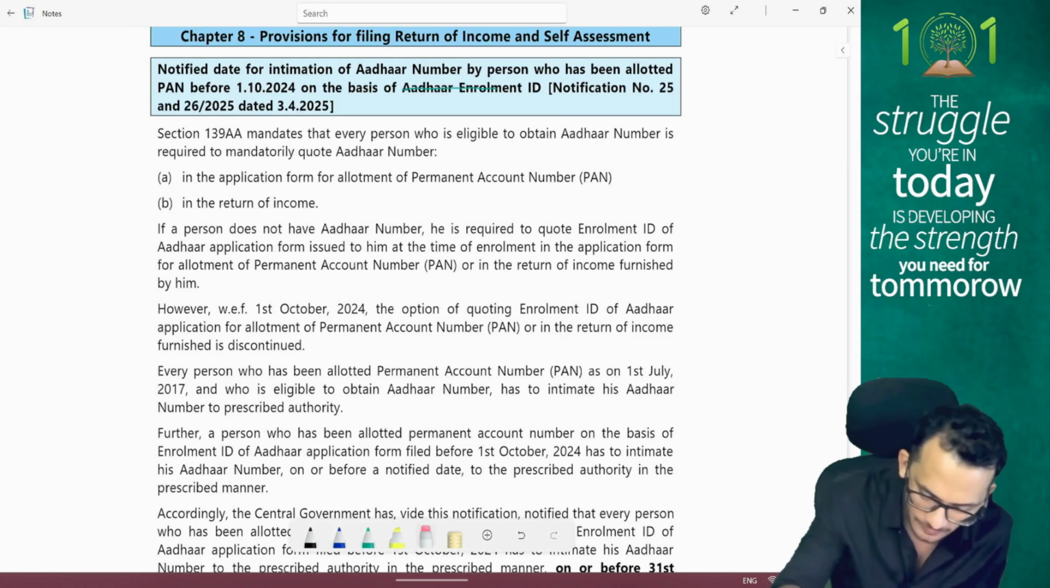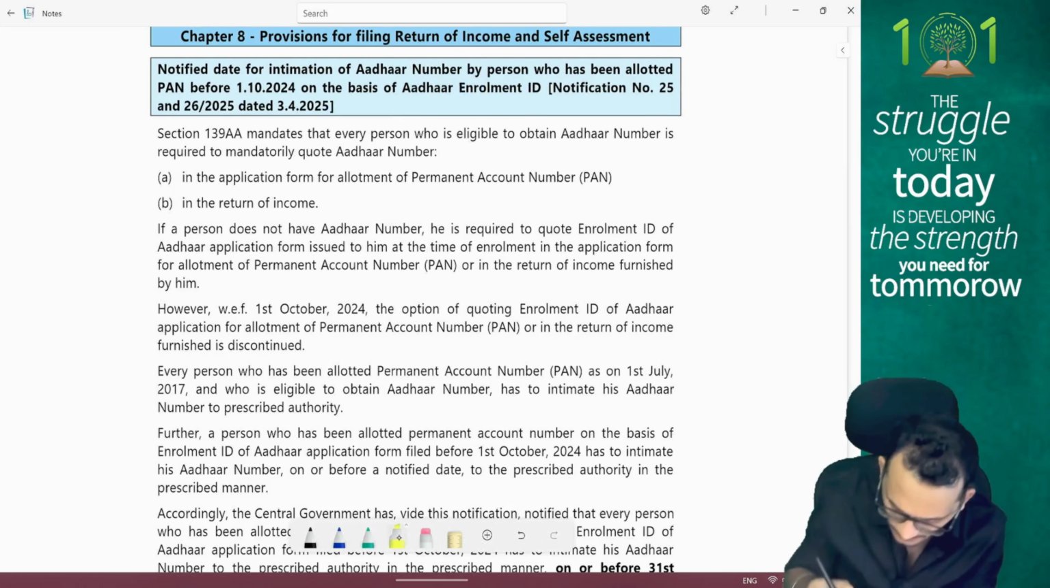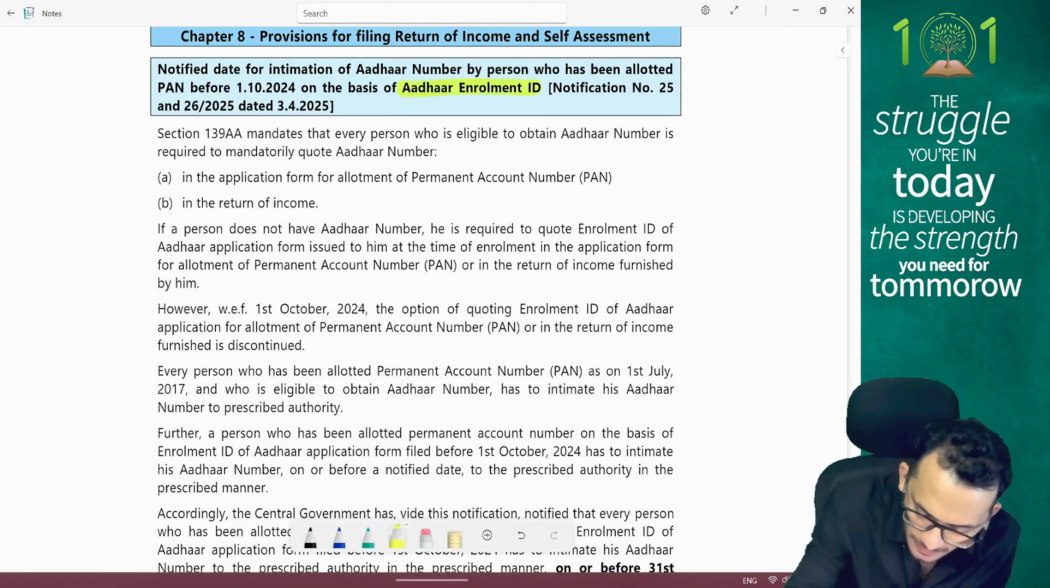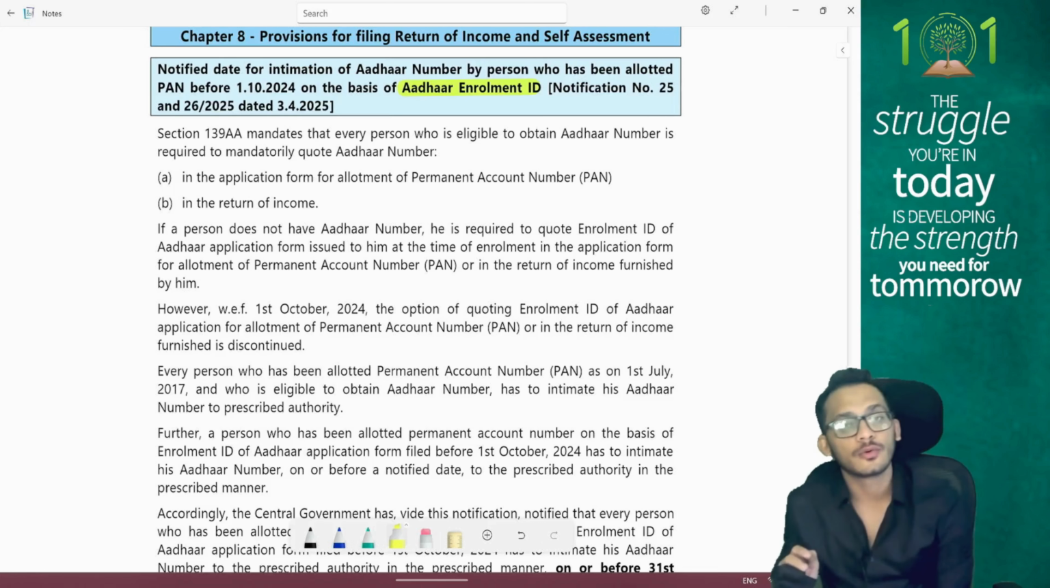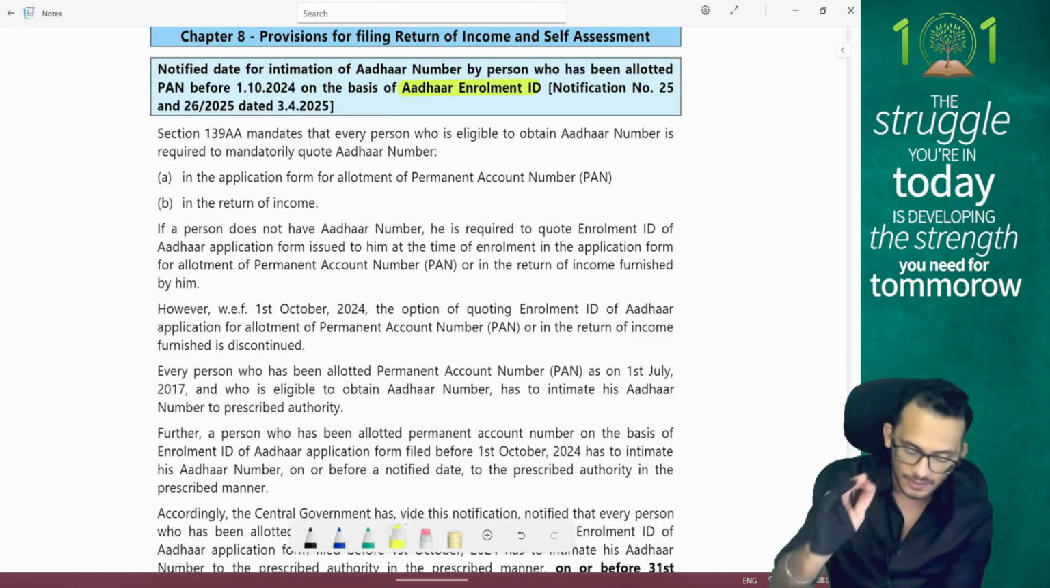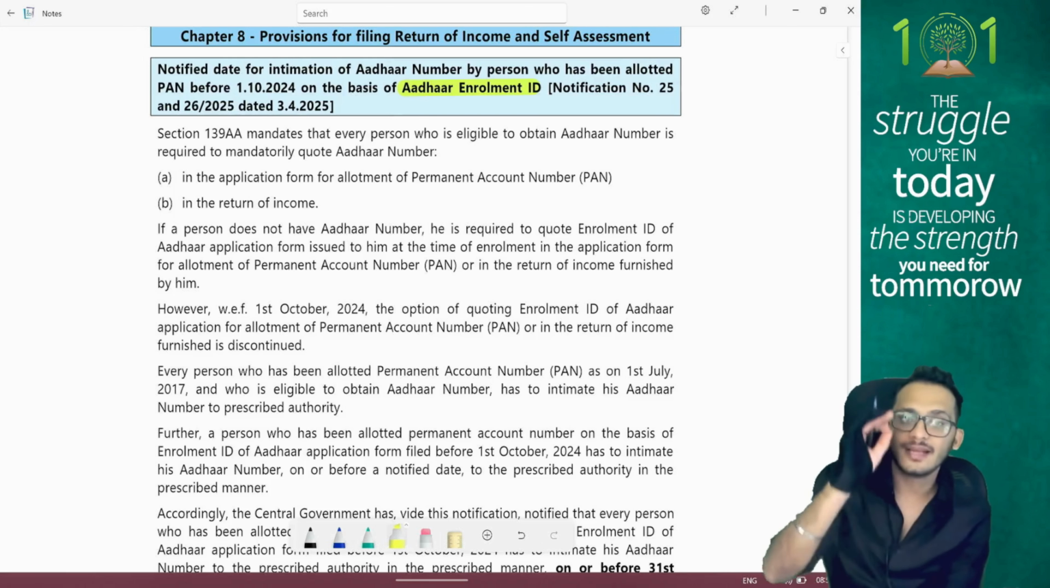Yes, this is something which you should have probably learnt about. Yes, so what is the provision, people? If you want to apply for a PAN card, you need to mandatorily quote your Aadhaar number, but till you don't have your Aadhaar number, you can quote your Aadhaar enrollment ID. That is what the provision used to say. So we're going to read that to that extent, people.